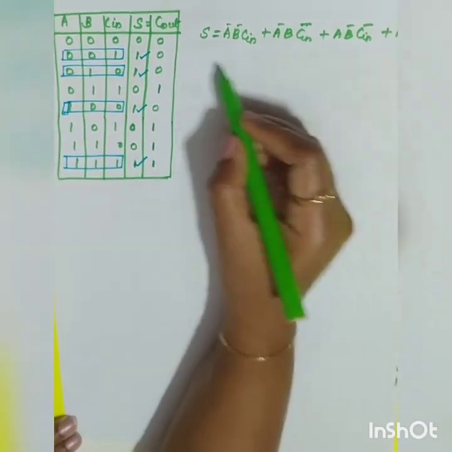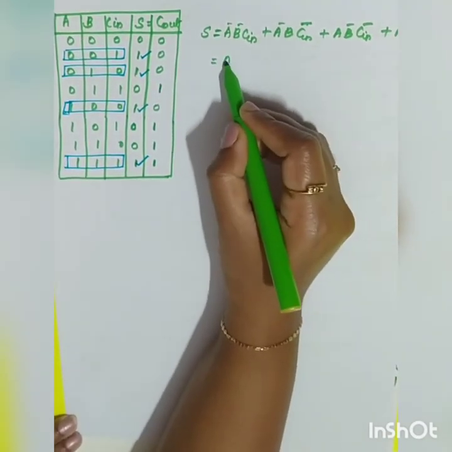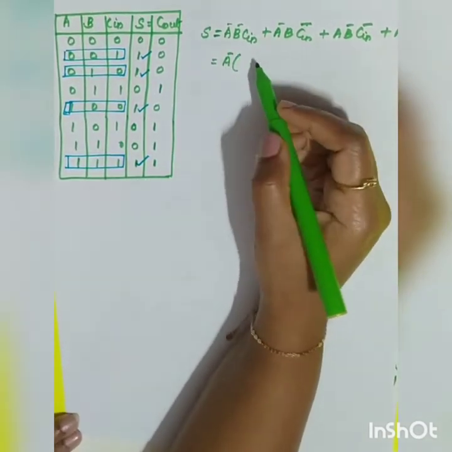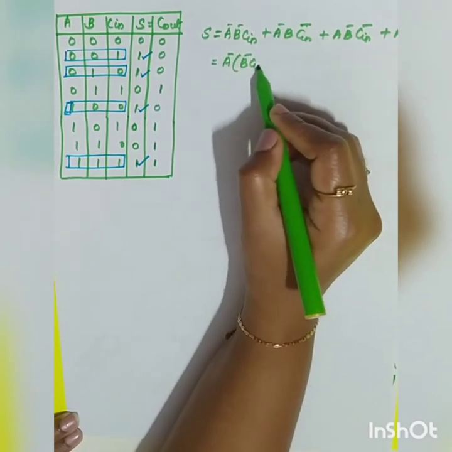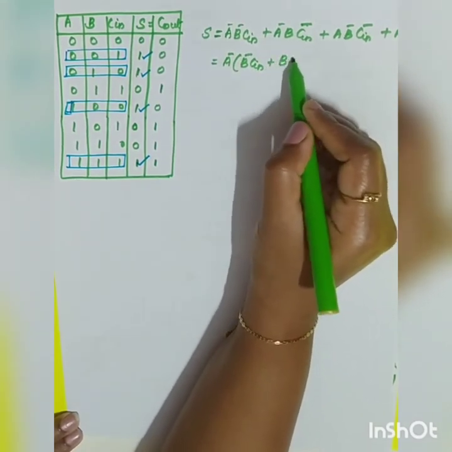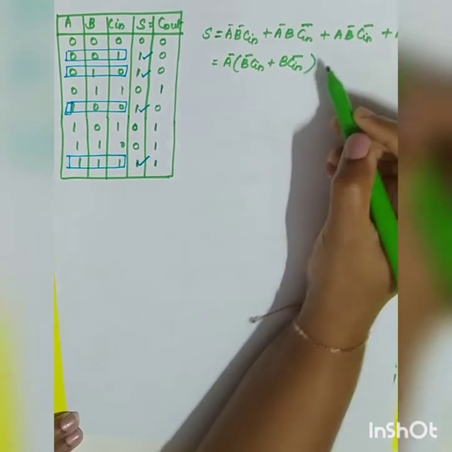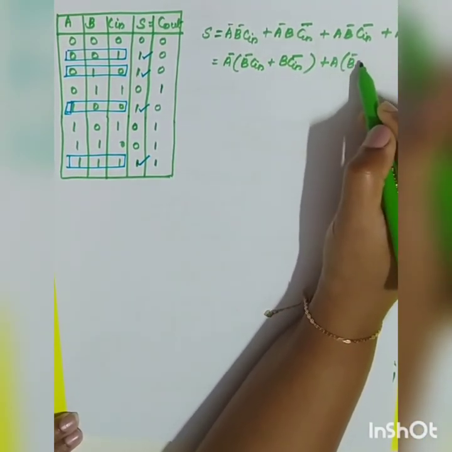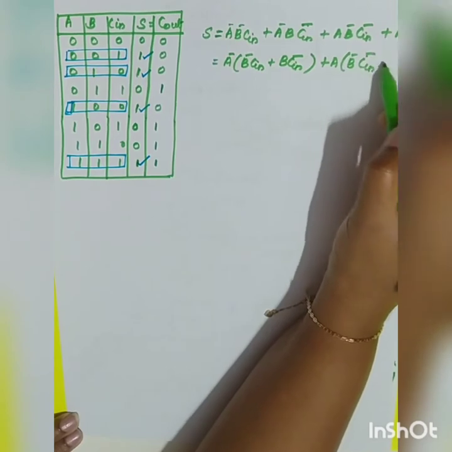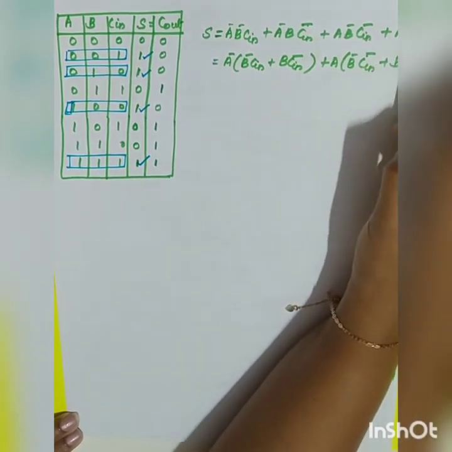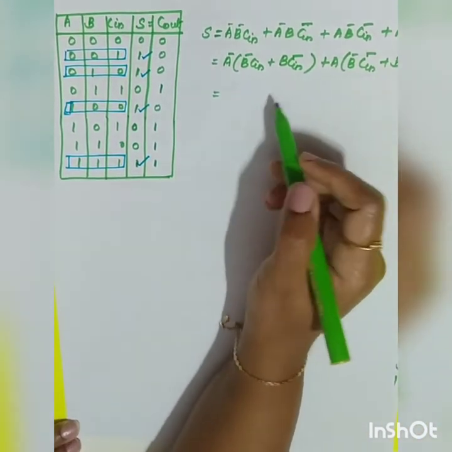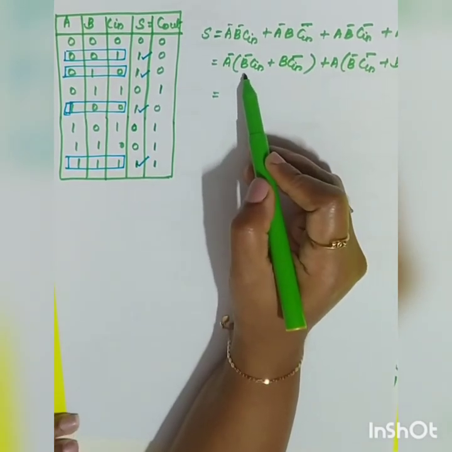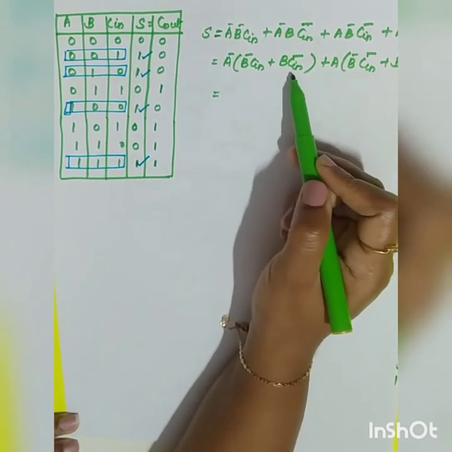Okay. Now from this, can we take A bar as common? If I take A bar as common, what will you get? B bar C in plus B C in bar. Okay. Plus, can we take A as common here? A. So B bar C in bar plus B C. Okay. So what will you get? Here it is in the form of B bar C in plus B C in bar.